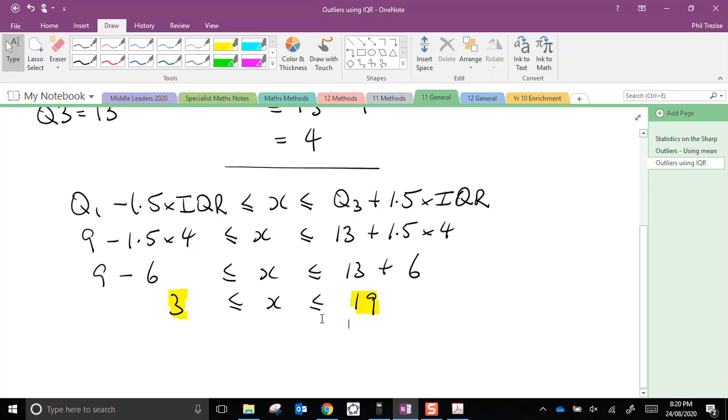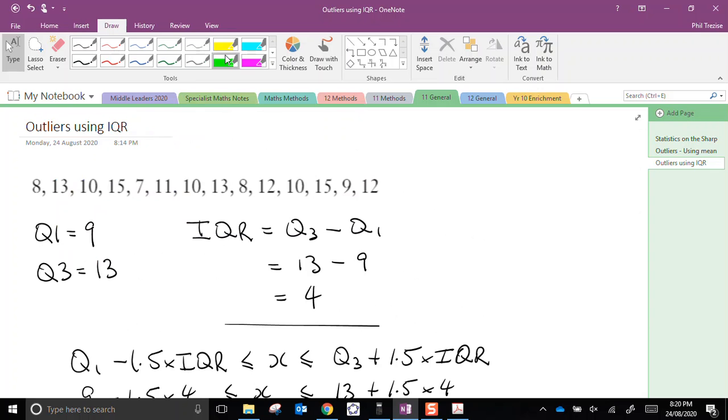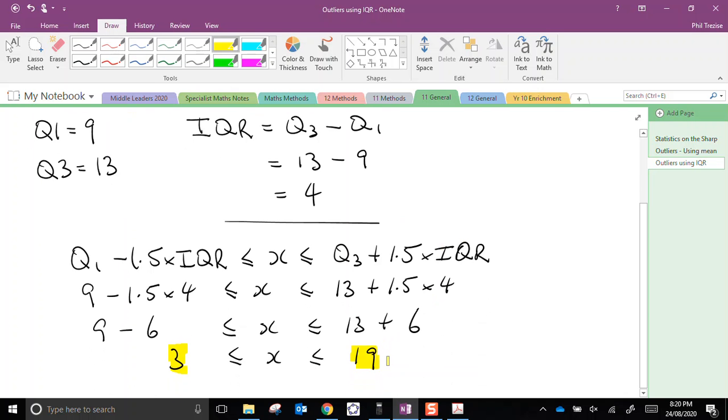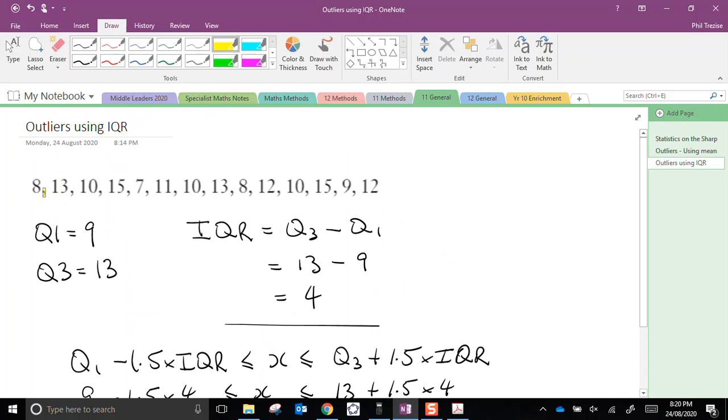So let's first look. Scan through the list for numbers less than 3. Let's see if there's any less than 3. Nope. Now let's check for ones larger than 19. And there's none of those either.